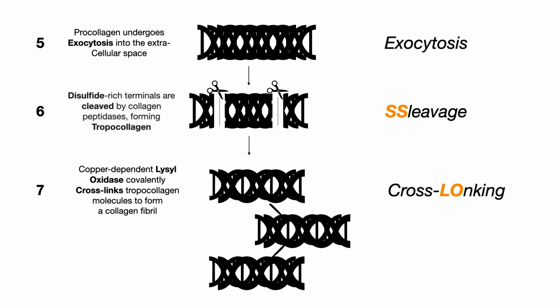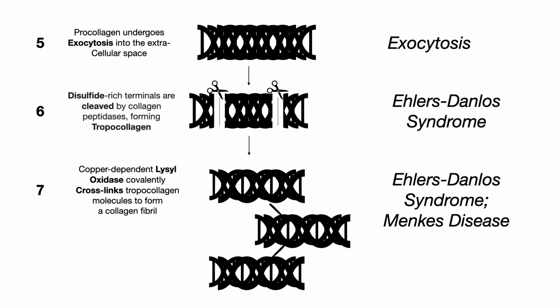The last slide that I'll conclude with is you have some diseases here that you need to know. So in step 6, if there's a problem with cleaving those disulfide-rich terminals, you can get Ehlers-Danlos syndrome. And then in step 7, if you have a problem with the cross-linking, you can still get Ehlers-Danlos syndrome, and you can also get Menkes disease. I honestly don't know how you pronounce it. But Ehlers-Danlos can form due to a failure of step 6 or step 7, and you also get Menkes disease if you can't cross-link in step 7.